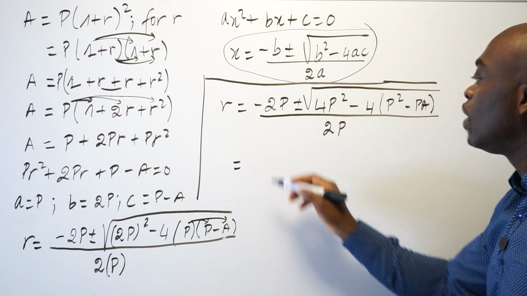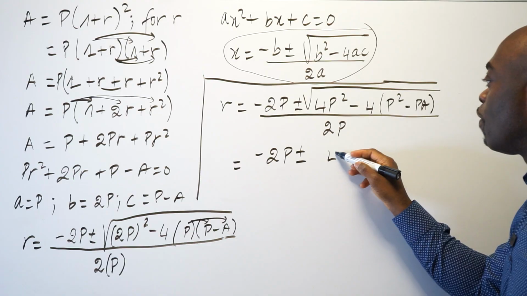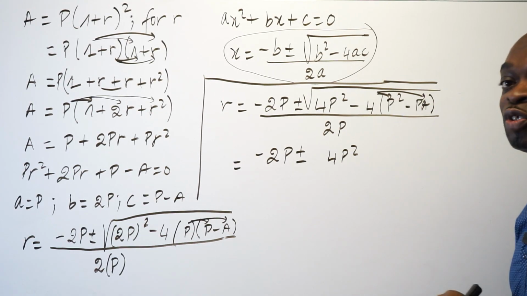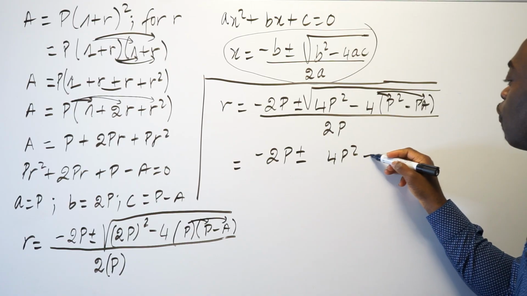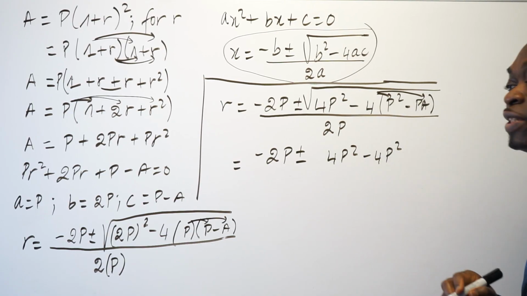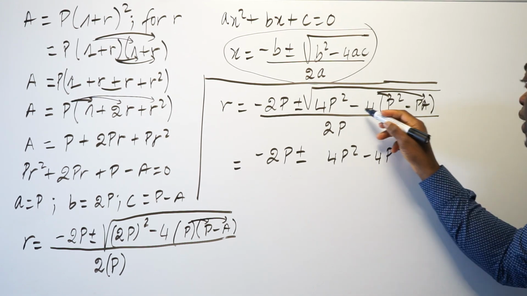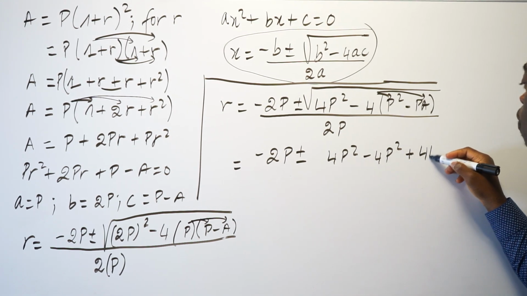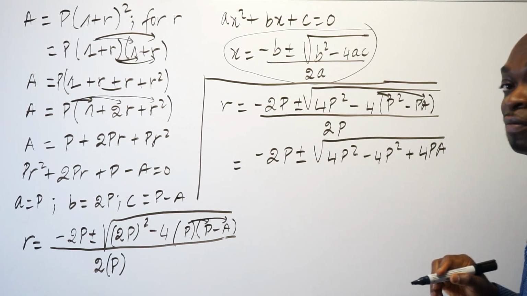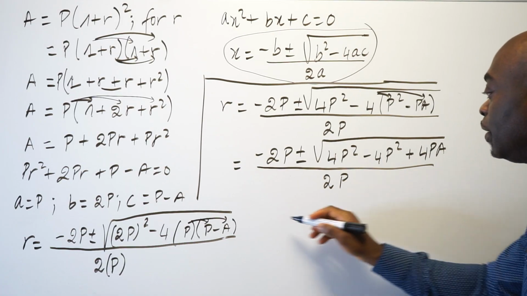So this is equal to what? Negative 2p, still plus or minus, then we still have our 4p to the second power. Now we're going to expand this one here. So it's going to be negative 4p to the second power. Negative 4 times negative pa is going to give us positive, because negative times negative is positive, 4pa. Square root again, and then we still have our 2p here.